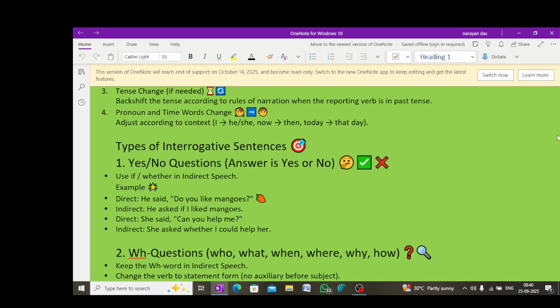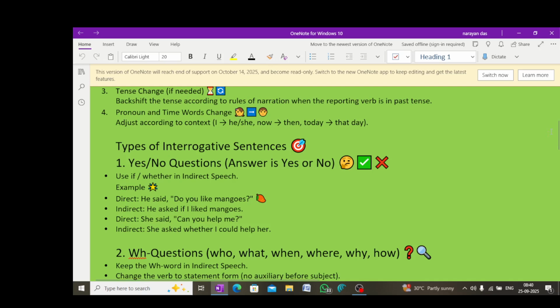Second example, direct: she said, can you help me? So this question also can be answered with yes or no. So indirect is: she asked whether I could help her, full stop.